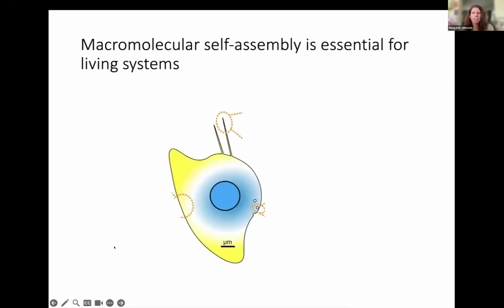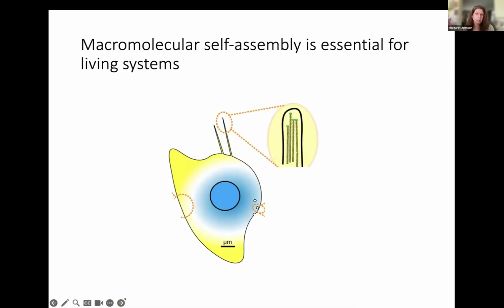Okay, there we go. So macromolecular self-assembly is the primary focus of my lab's research, and really not just the structures, but how they're controlled to assemble at the right time and place. And so this is a cartoon of a cell, and let's see if I can get this to a few examples.